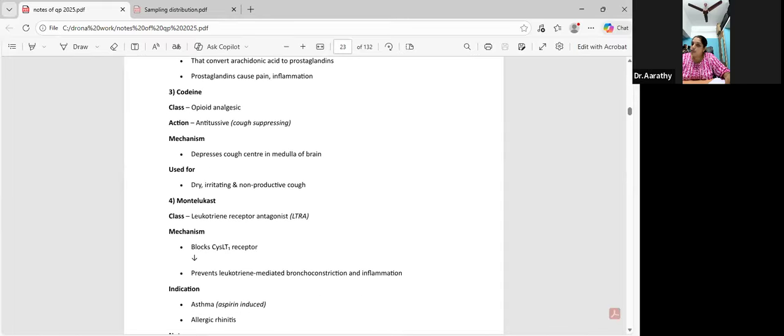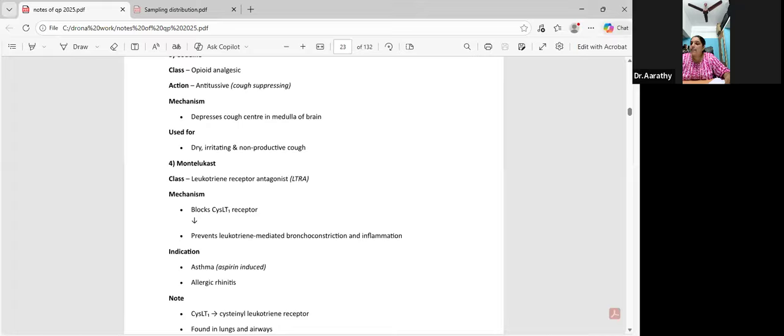Now, the next group is montelukast. Montelukast, next drug, belongs to the class leukotriene receptor antagonist. The mechanism is it prevents the CysLT1 receptor, cysteinyl leukotriene receptor 1. This receptor mediates bronchoconstriction and inflammation. So once this receptor comes into action, bronchoconstriction occurs and inflammation occurs. So montelukast prevents this CysLT1 receptor so that bronchoconstriction doesn't happen.